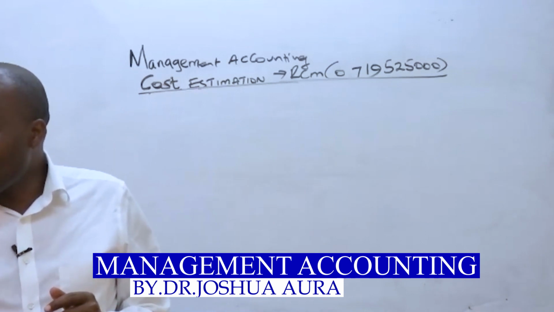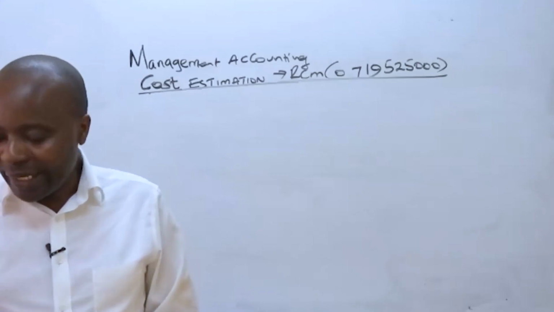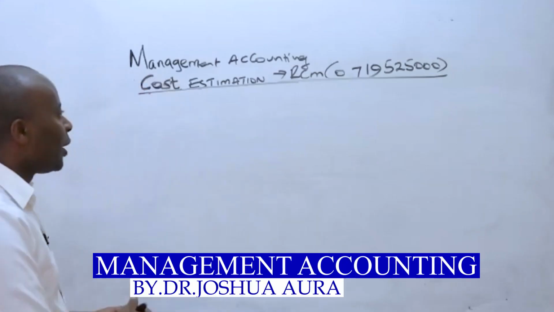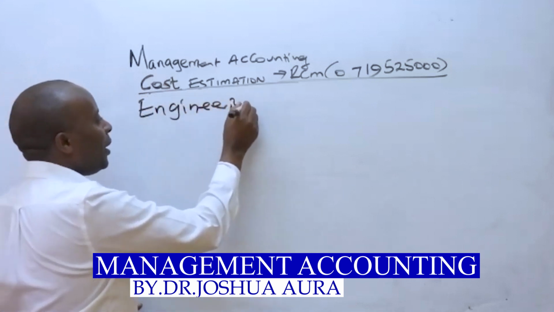Then what methods do we have which will be assisting us, ladies and gentlemen, to estimate costs? So methods of cost estimation, you can see them here. Number one, we have engineering method, number two, accounts analysis method. Number three, high-low method. Number four, scatter graph method. Number five, ordinary least squares regression method. So we're going to look at each of these methods one at a time, where we begin with the engineering method.